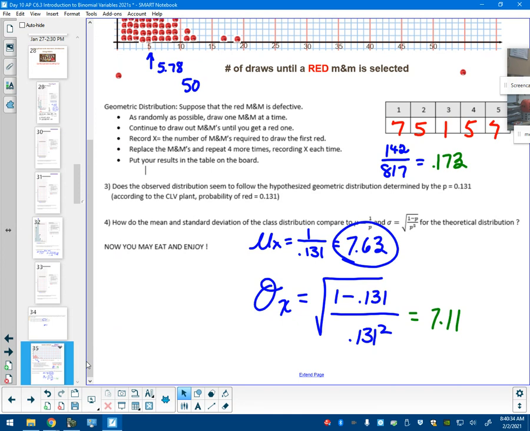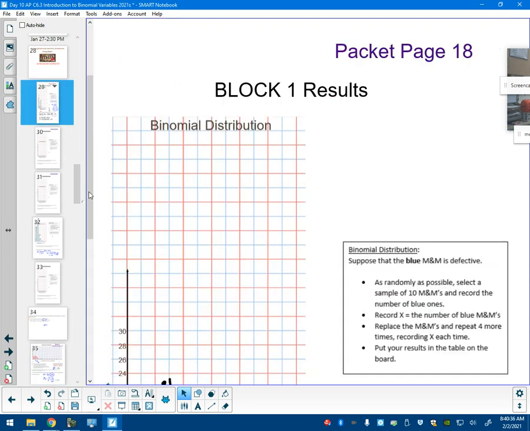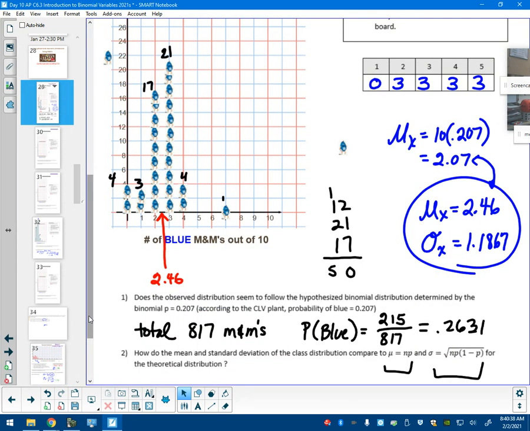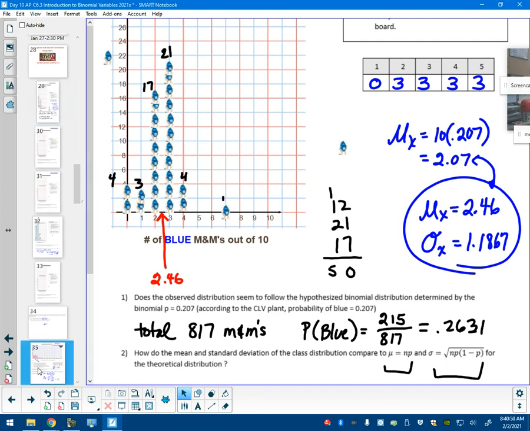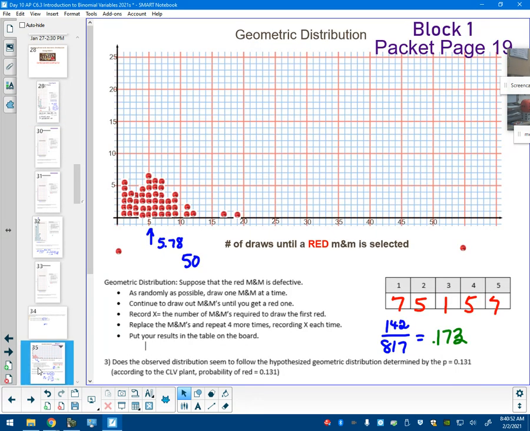All right, so let's take a look at this first graph. Where did our graph start? At 0. The geometric graph does not start at 0. It starts at 1, because to get an M&M, you have to at least pull out 1. So geometric distributions always start at 1. And geometric distributions are usually more skewed than binomial distributions.